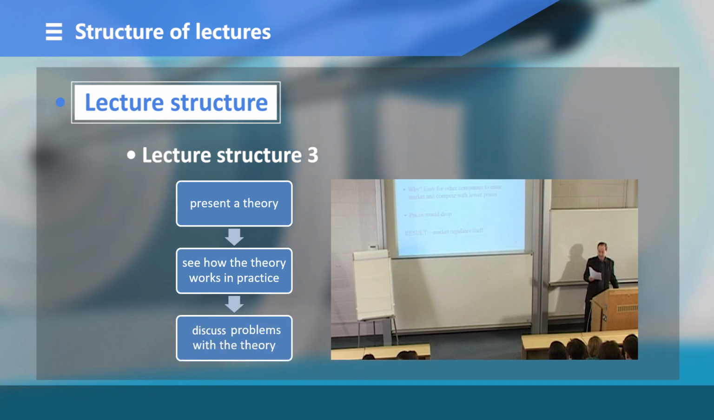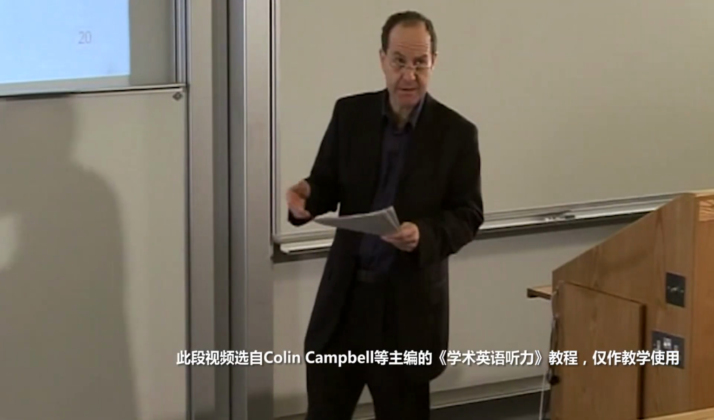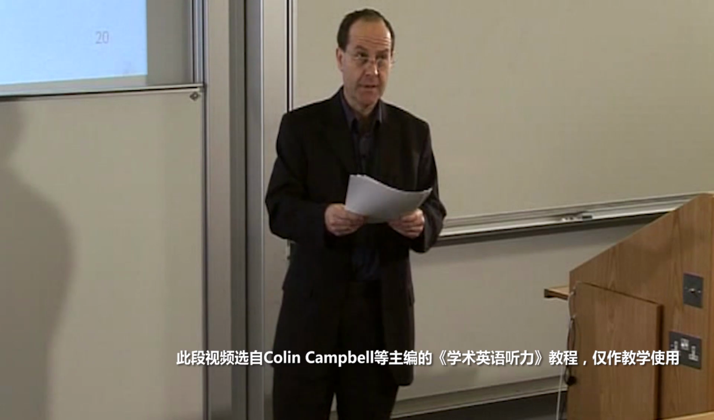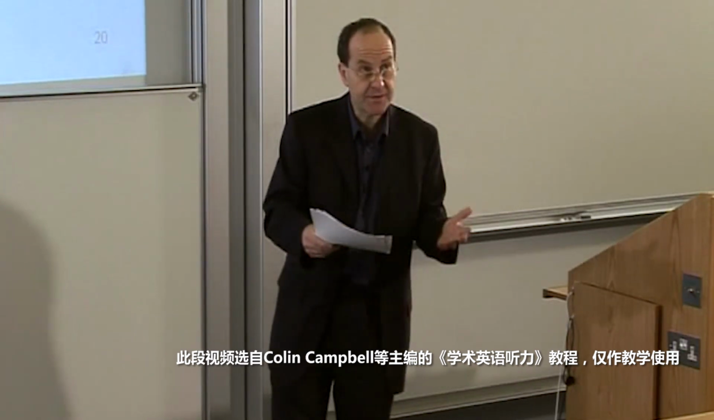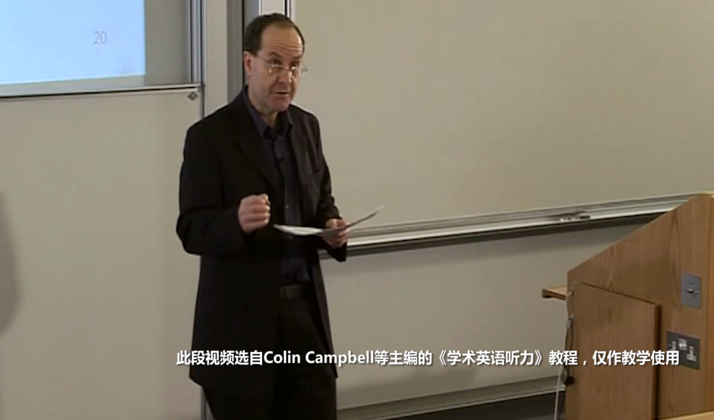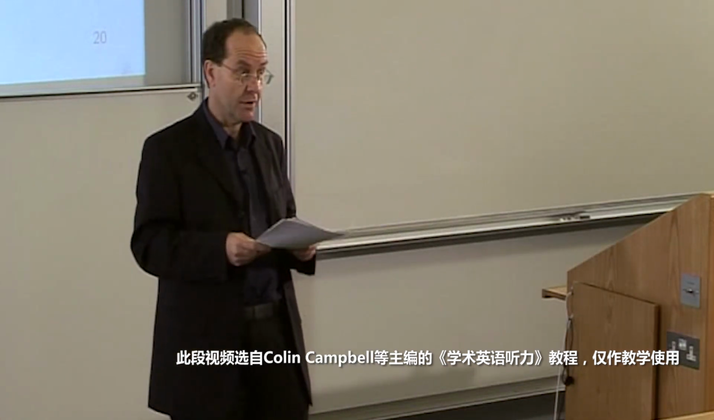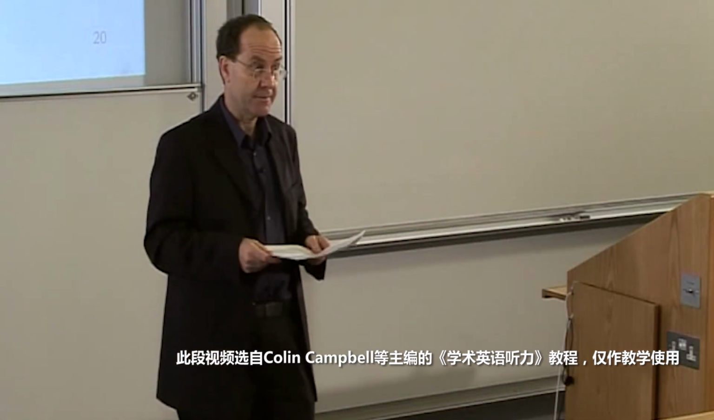The third lecture structure, speakers present a theory, see how the theory works in practice, and discuss problems with the theory. Essentially, what the theory predicts is that if an incumbent firm in such a market tries to raise its price above the marginal cost, an entrant can immediately appear, undercut that price so long as it's in excess of the marginal cost, and still make a profit.